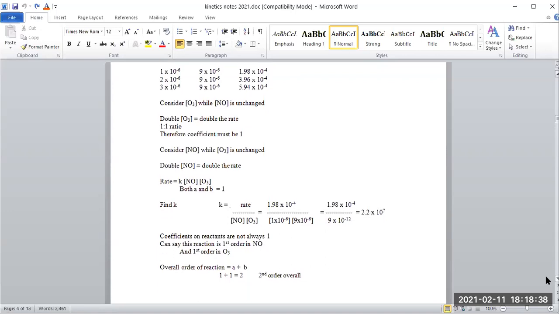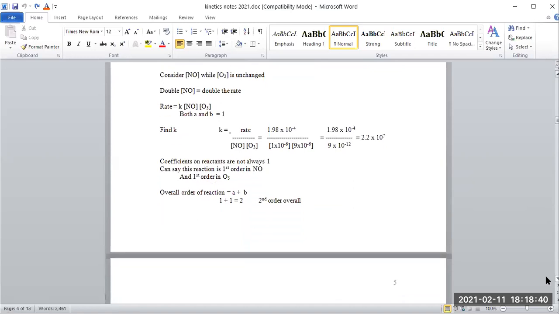So let me go back through this bottom bit here. Coefficients are not always 1. Like I said, your options are 0, 1, 2, 3. If they are 1, the wording that goes with this is just to say that it is first order. So in this case, my NO is first order and my O3 is first order. And then you can add them together to give you second order for the entire reaction.